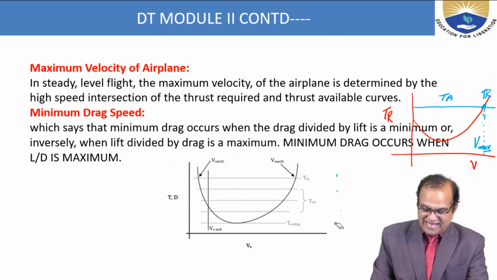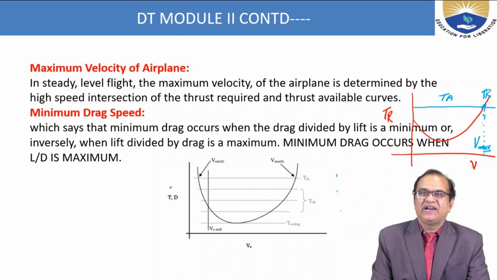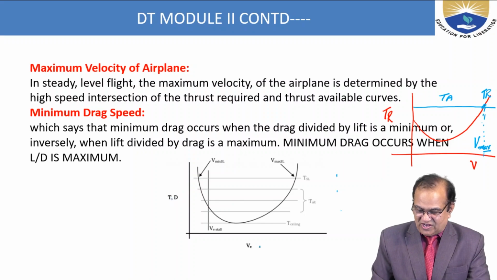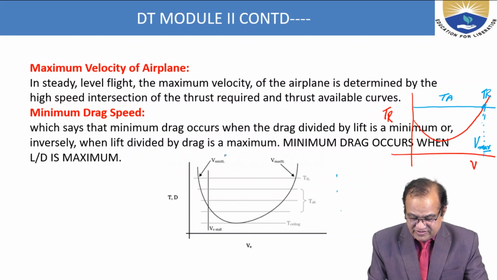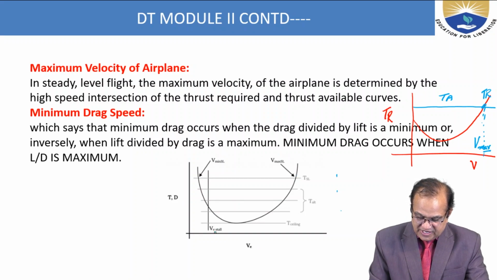So here, if it is the T and D, thrust required and drag, and this is the velocity, here is V maximum and this is the V minimum. This is the stall speed here, and this is the V max.